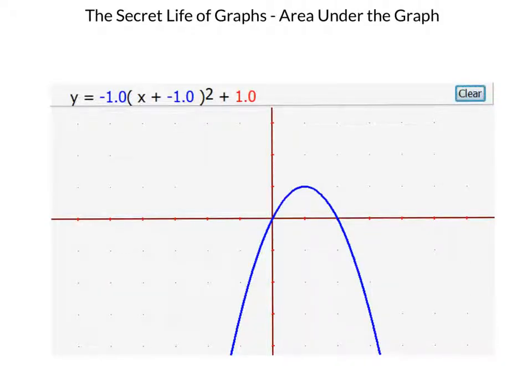The last important thing that we can do with graphs is actually use them to find areas. The area under the graph. For this particular curve, which is an inverted parabola, there are three main sections where we might want to look at the area, although it doesn't have to be restricted to just that.